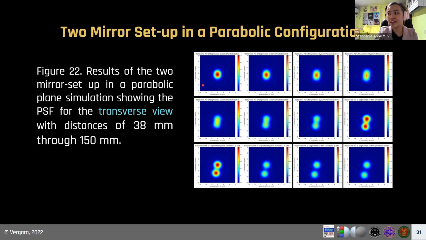Ideally po, the image that is supposed to be generated for the segmented system is the image here at the upper left po. It is the point where the two foci of the segments align at the same point. So nag-add up po yung intensities nila, resulting in more light gathering power.